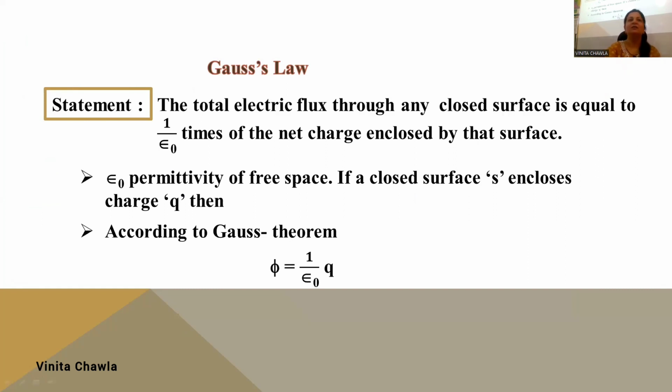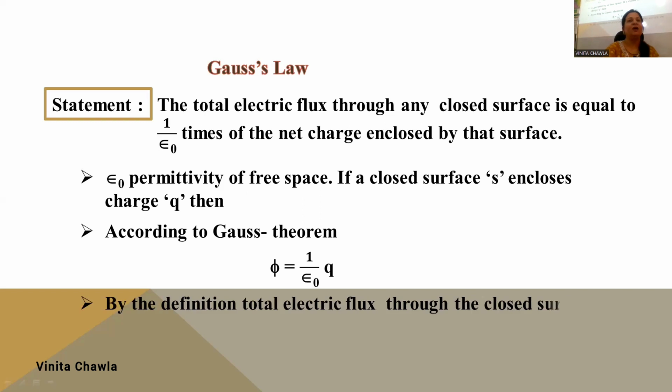So we consider a closed surface enclosing the charge Q, and electric flux is the charge inside the closed surface divided by the permittivity of free space. And what is the value of permittivity of free space? 8.85 into 10 to the power minus 12. What is the unit? Coulomb square per Newton per meter square.